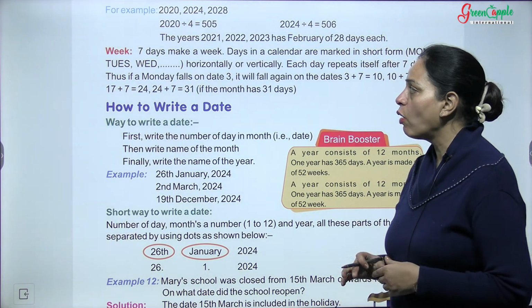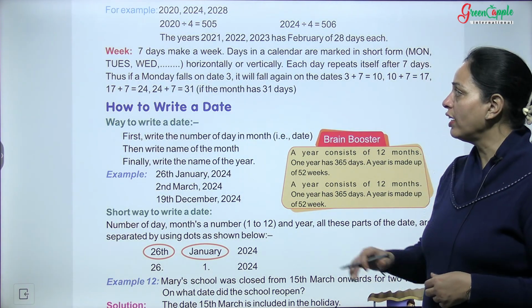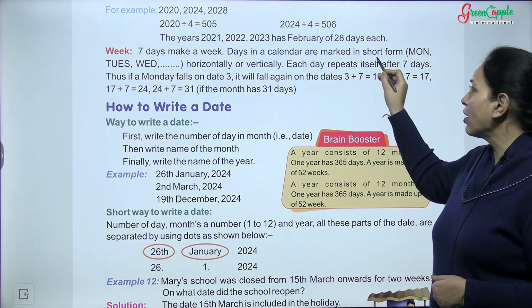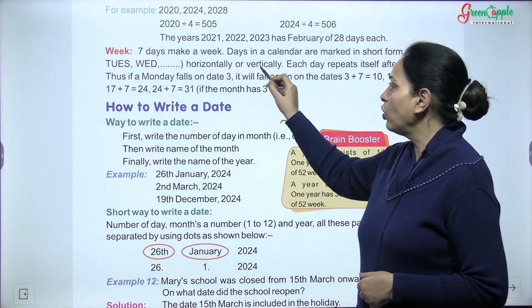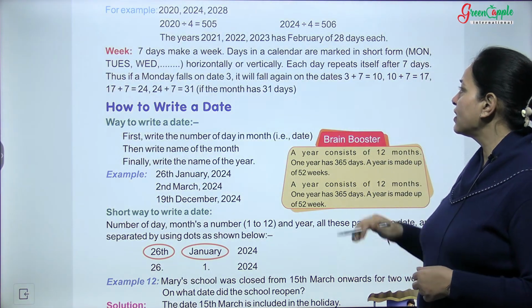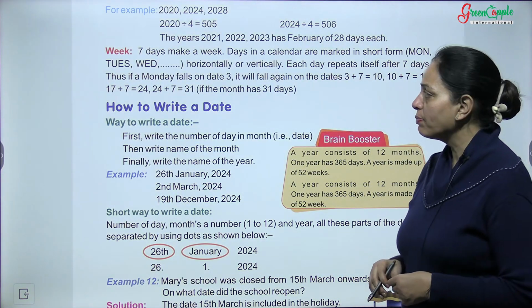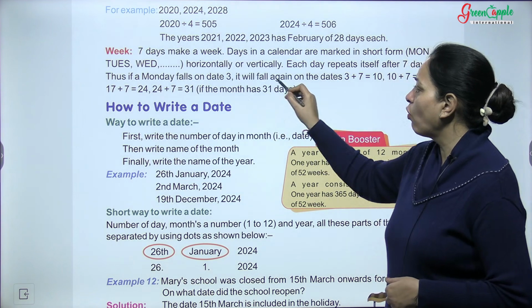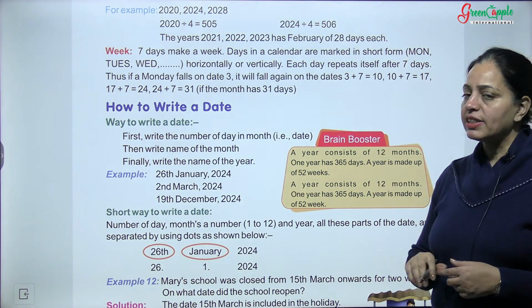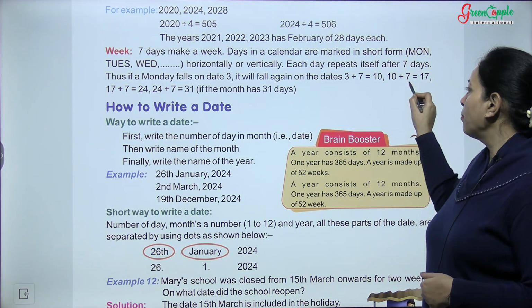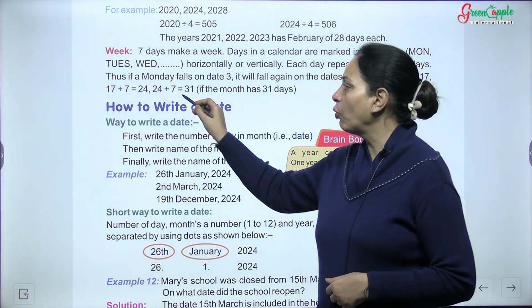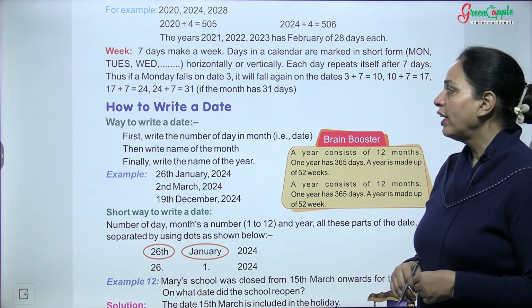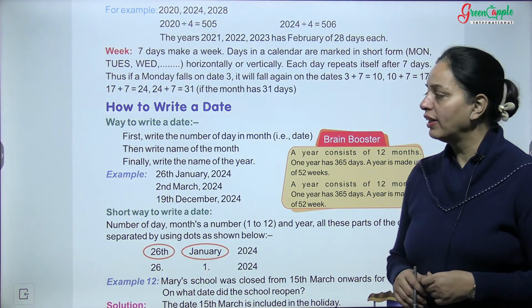Now let's talk about week. 7 days make a week. Days in a calendar are marked in short form: Monday, Tuesday, Wednesday, like this. Horizontally or vertically, each day repeats itself after 7 days. So if a Monday falls on date 3, it will fall again on the dates 3 plus 7, 10. 10 plus 7, 17. 17 plus 7, 24. 24 plus 7, 31, if the month has 31 days.